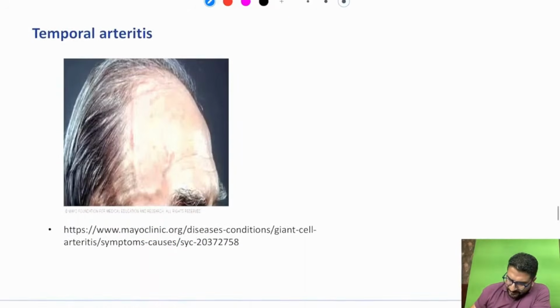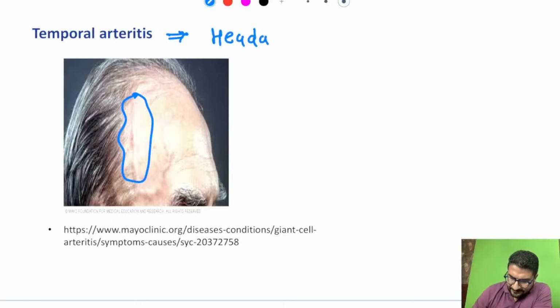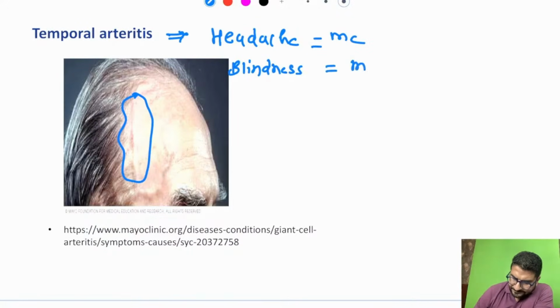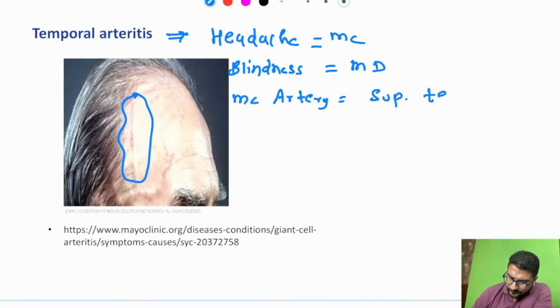Okay, now come to temporal arteritis. Now say they ask you, this is the superficial temporal artery, which is the most common artery. The most common symptom which a patient will have is headache. Most dangerous symptom or most dangerous complication is blindness. तो most common, most dangerous. अगर मैं आपसे पूछूं most common artery involved, this will be your superficial temporal artery.